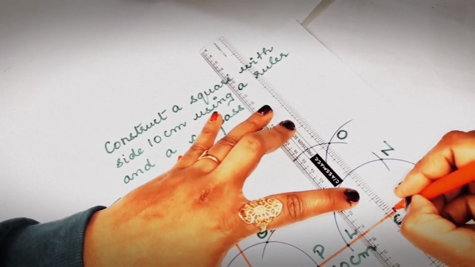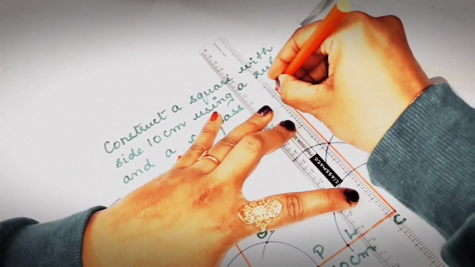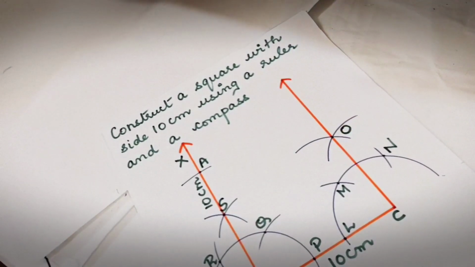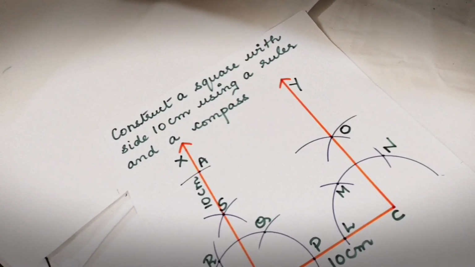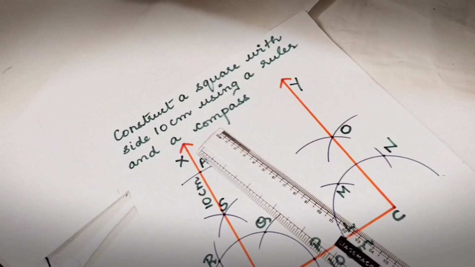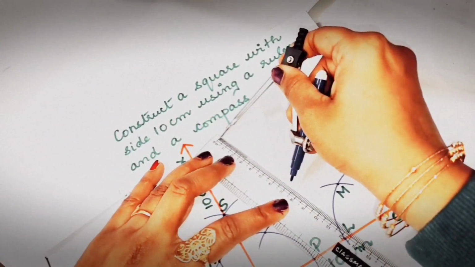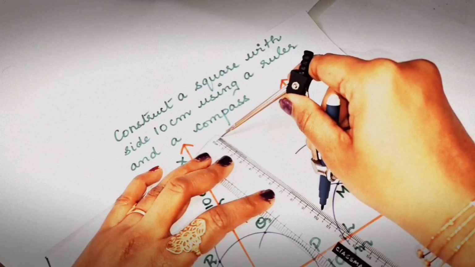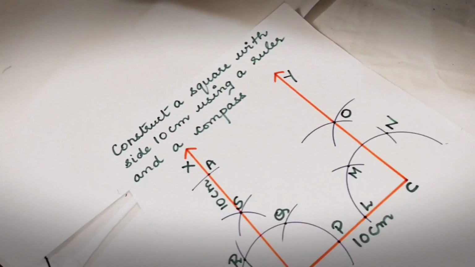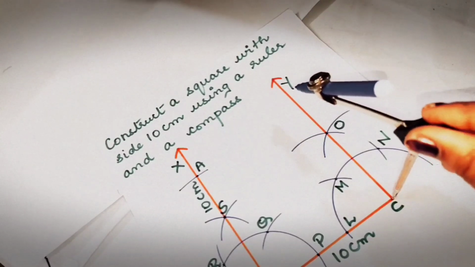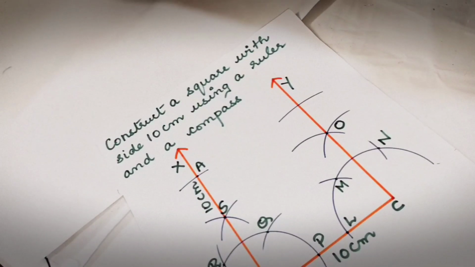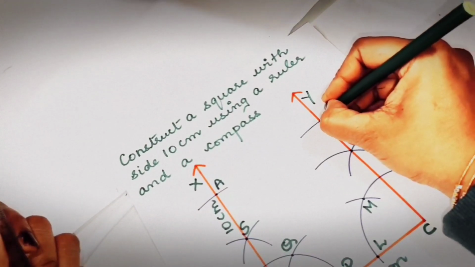We draw a ray through C and O. Let us call that ray CY. Now again, let us measure 10 centimeters on the compass. Center the compass at C and cut an arc on the ray CY. Now let that point be D.